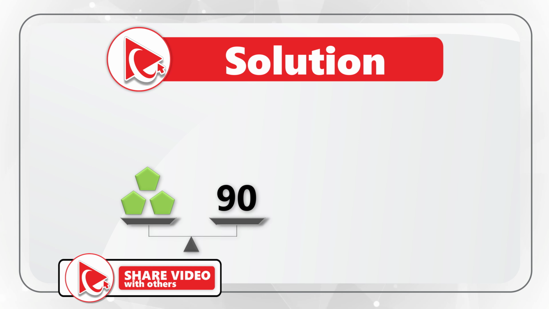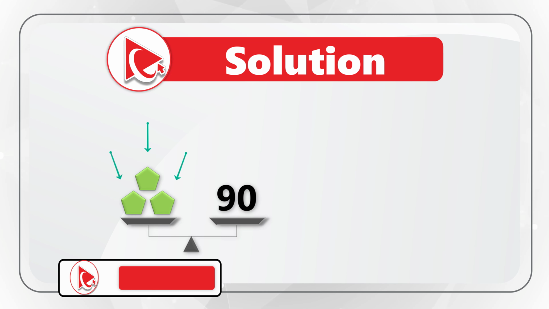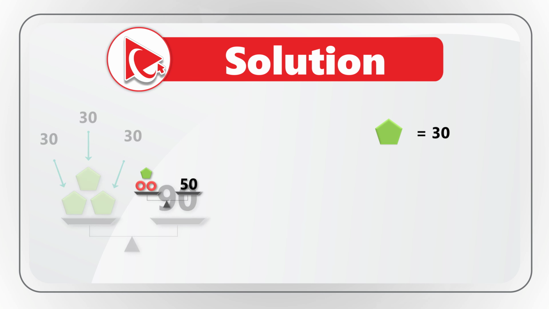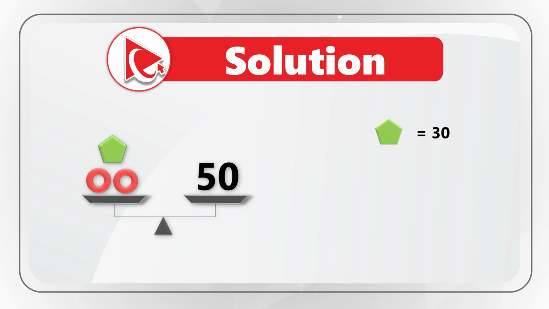Let's start with the scale 1. It has 3 pentagons on the left and number 90 on the right, which means that each pentagon has a value of 30. Second scale contains 1 pentagon and then 2 bagels, and the combination of these shapes equals number 50. We already know the value of pentagon, which is 30.